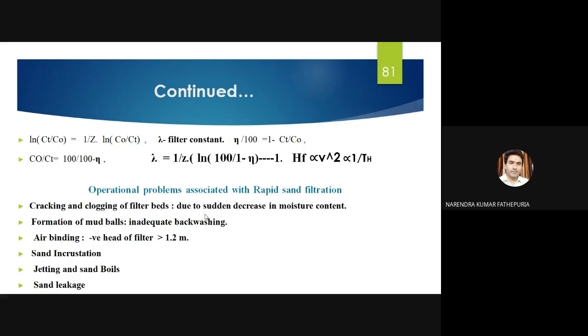Air binding can be minimized, first, by avoidance of excessive negative head, by providing a water depth of at least 1.5 meters above the surface of the unexposed filter bed area.